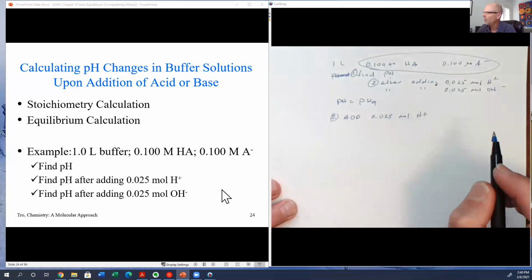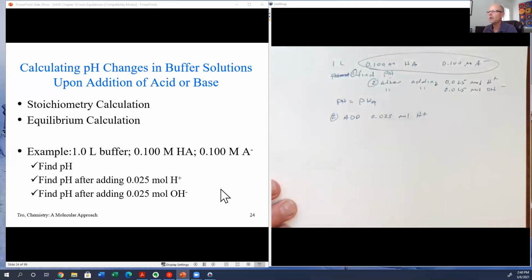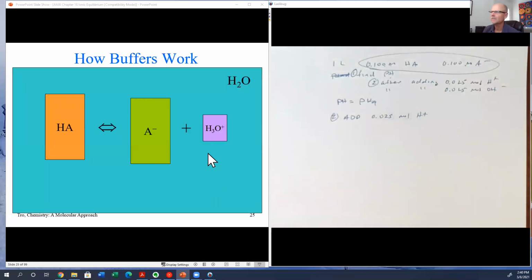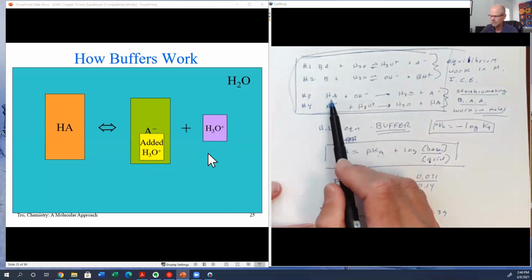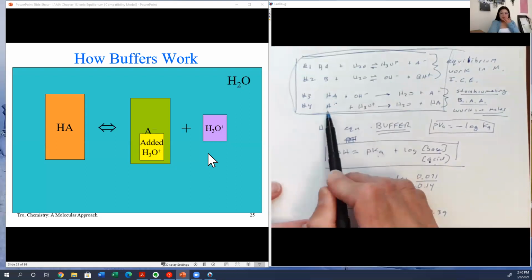Okay, so again, what happens when I add H+? Well, remember this. If I add H+, same thing as H3O+, what does it react with? It reacts with the base, A minus. So of my 4 equations here, which one do I want to use? Number 4, correct.